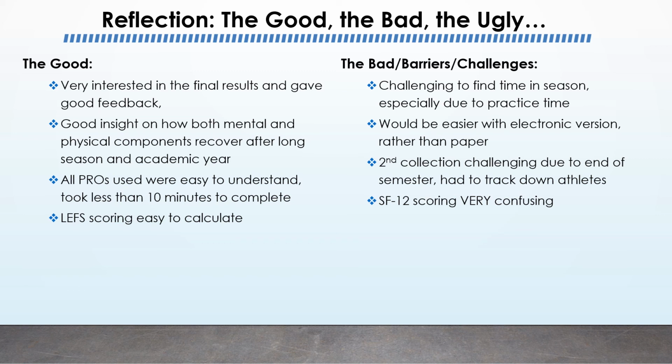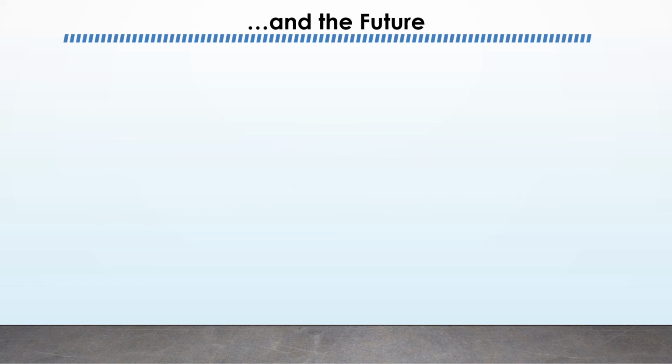The barriers. In season, especially at the end, it was really challenging to find time to complete it, especially because we practice during the middle of the day and they are running off to classes. They all suggested it would be easier to do it electronically rather than paper. The second collection was challenging because at the end of the semester you had to track down the athletes, and I had to nag my senior to please get it back to me. And like I said before, the SF12 score was very confusing.